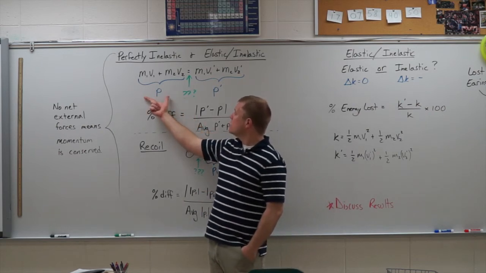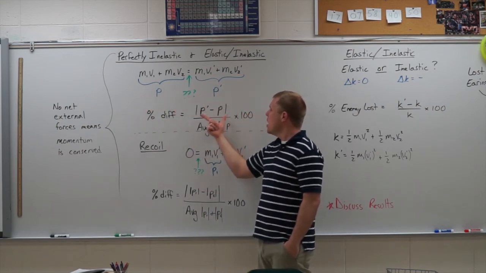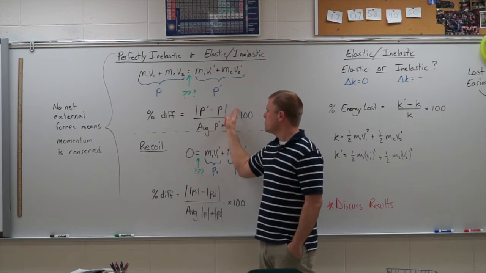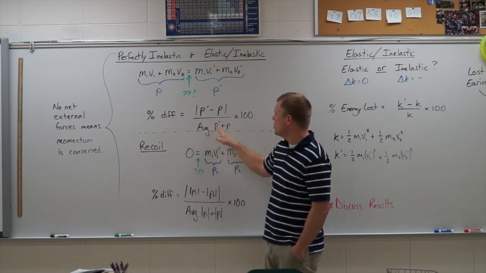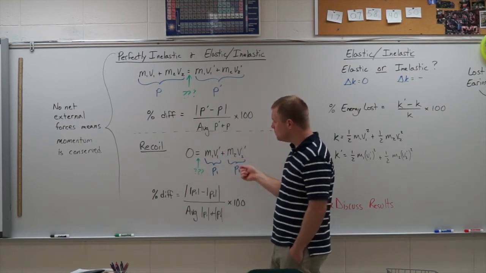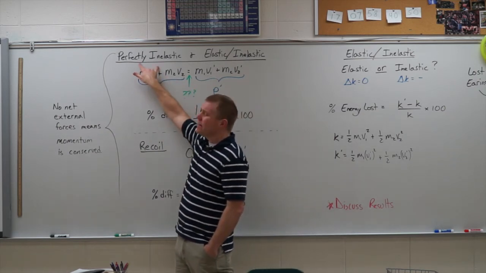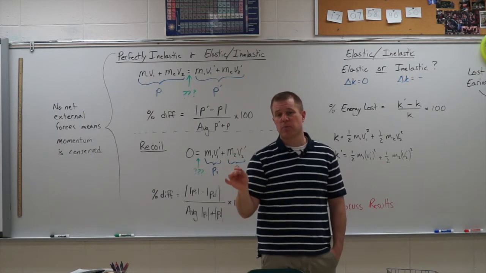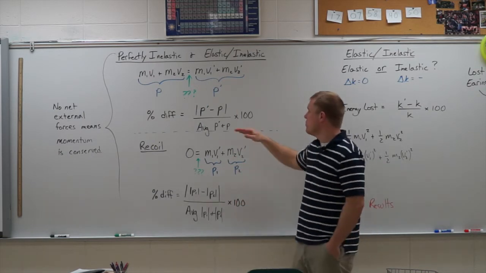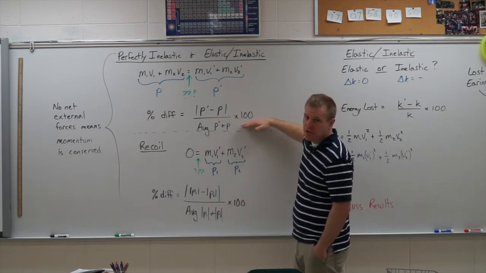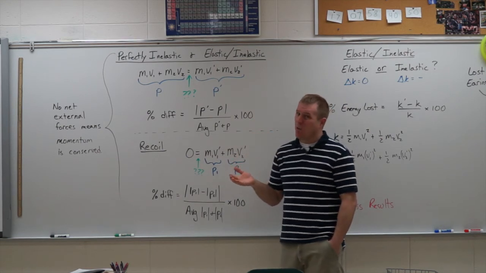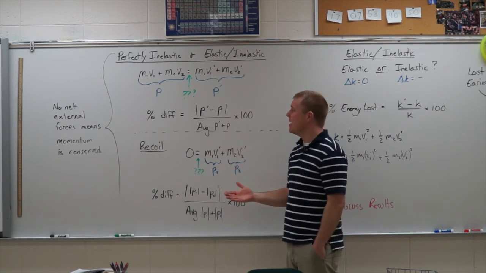So you're going to find this momentum, you're going to find that momentum, and you're going to take the difference, find the absolute value, divide it by the average, and multiply by 100. That will give you your percent difference. For perfectly inelastic, you should be getting very good percent differences. This is a good experiment for us, so we should be at something like 1%, around there.